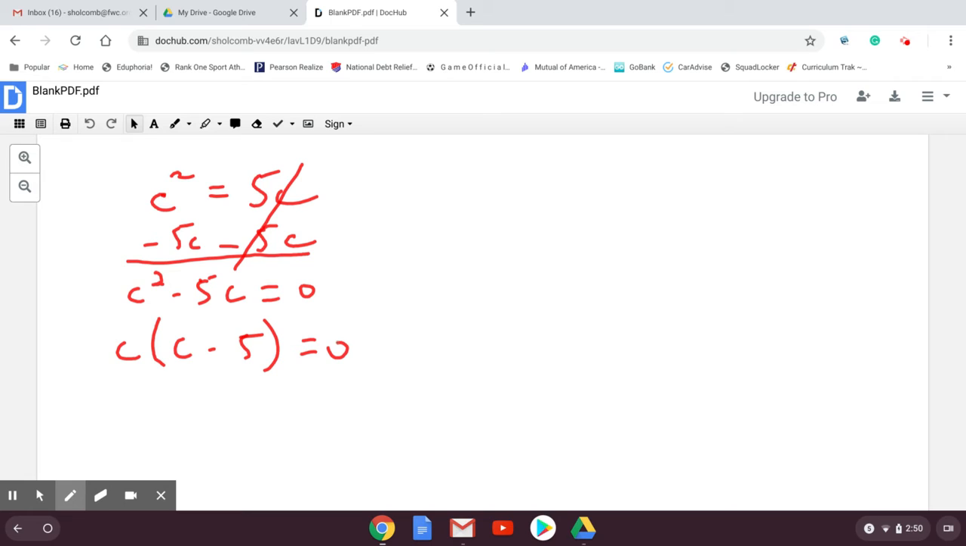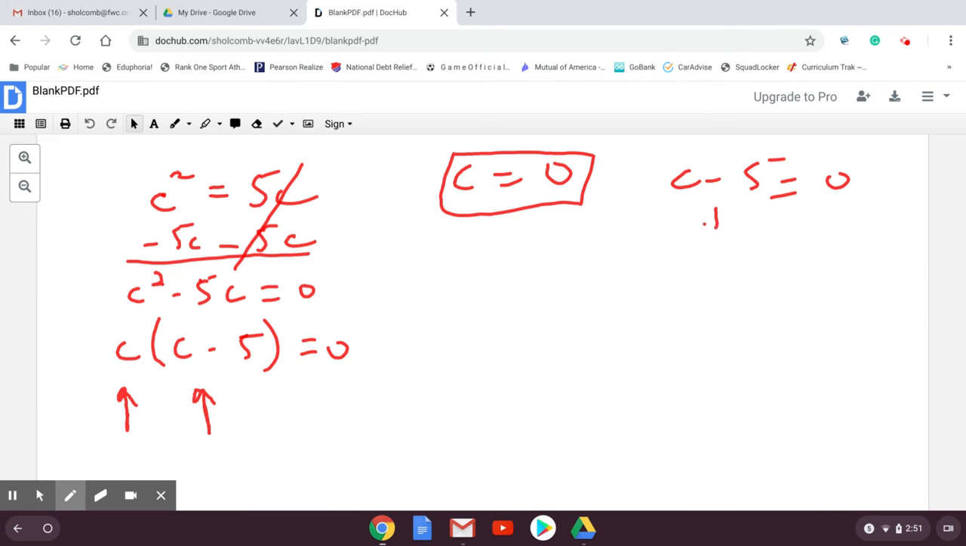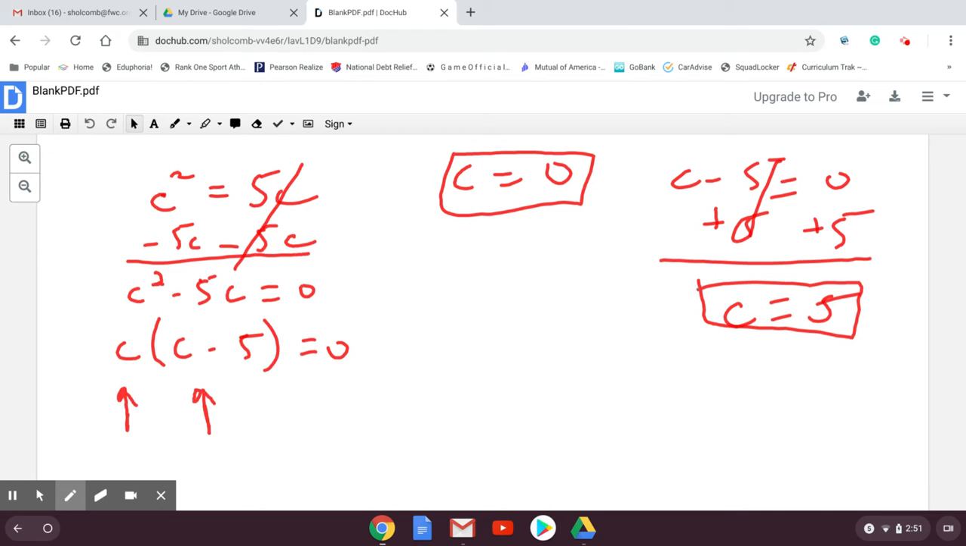Now, because this is a factoring problem, if it's an equal sign in it, you solve with the zero product property. So what's the first piece of multiplication? The C. What's the second piece of multiplication? C minus 5. You set each piece of multiplication equal to 0, and then if necessary, you can solve further. The C is already equal to 0, so there's one answer. But the C minus 5 needs to be solved further by adding 5 to both sides, and C equals 5. You can check those by plugging them in, but those are the two answers.